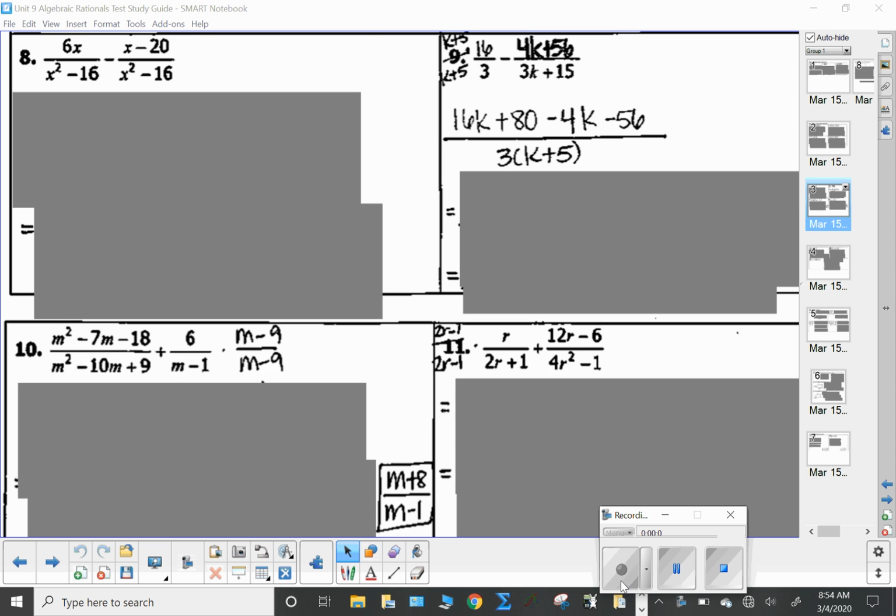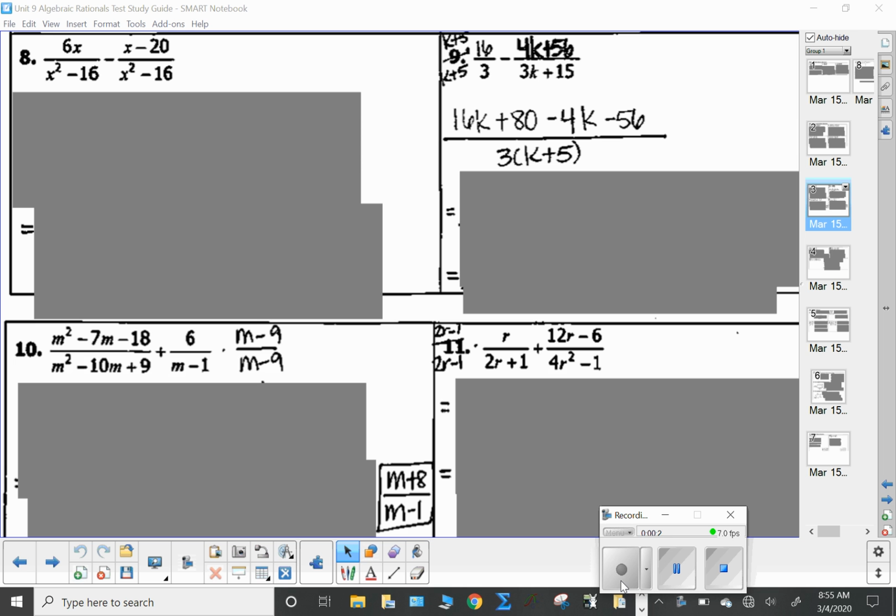The rational functions test review. Now we're up to adding and subtracting rational functions. Remember that to add or subtract a fraction, you have to have a like denominator. So, first thing you do is look: if there's a like denominator, you're good to go.